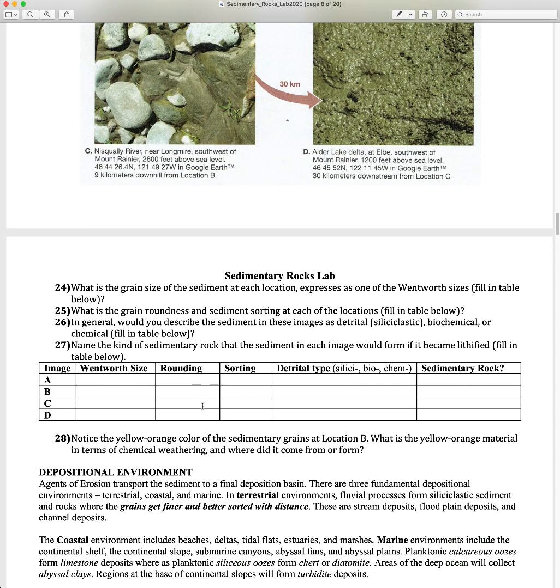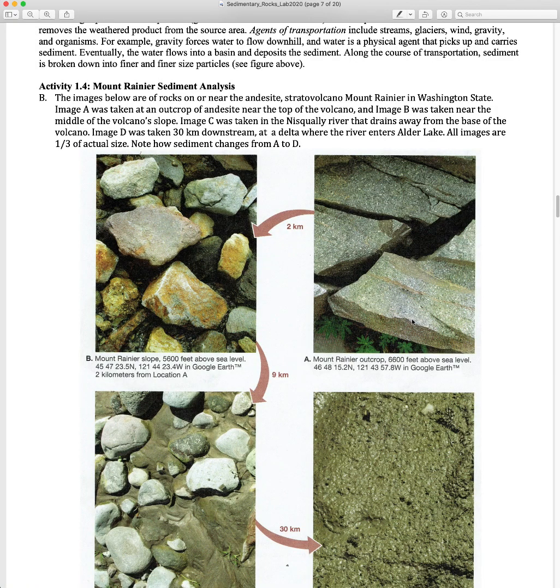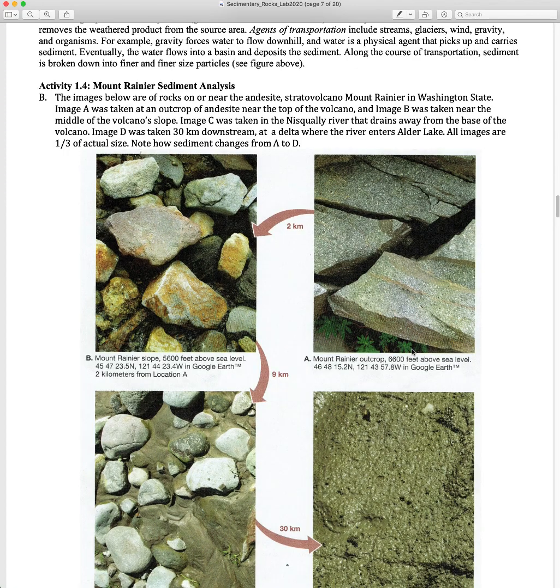And then again, you want to use your Wentworth scale to determine the size of the different particles in these pictures. They're rounding, they're sorting. Again, what type of clastic sediment is it? And then if it were to make a rock, for example, this first one, if that were to be lithified, that's going to make a breccia. You got these angular fragments here, right?